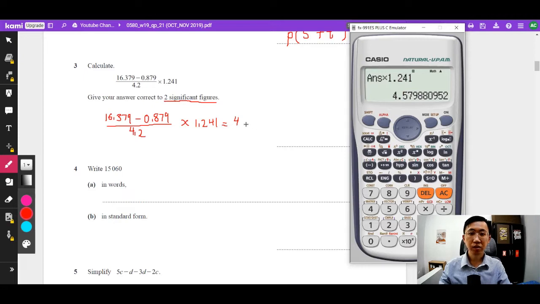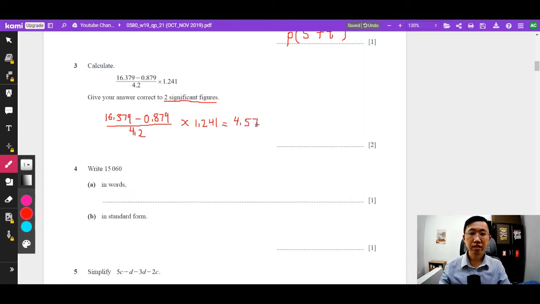4.57988. Then from there you round to 2 significant figures, so that will be 4.6. That will be the final answer, 4.6. Okay, so that is question 3. Let's do question 4 right now.